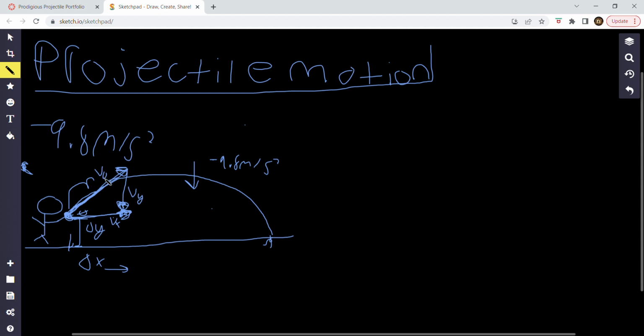So yeah, that's pretty much all you need to know. Those are the vectors for projectile motion, and yeah.